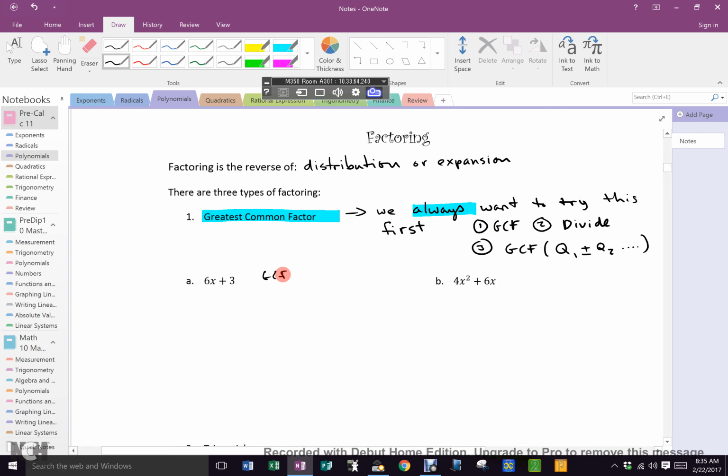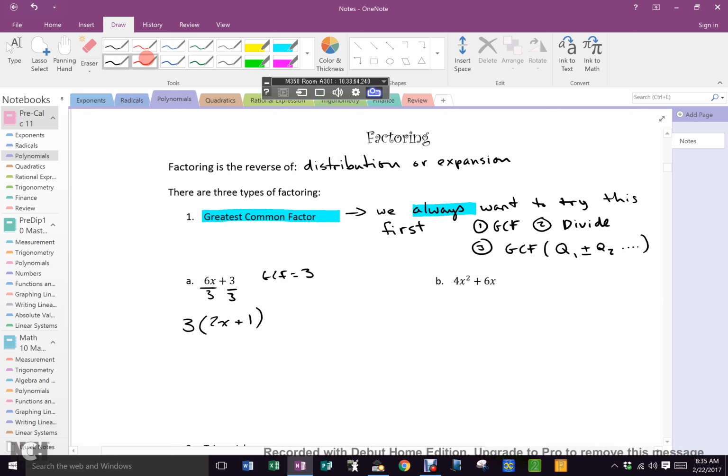So, step 1, I've chosen my GCF. My GCF equals 3. Step 2, divide by the GCF. Divide by 3, divide by 3. Step 3, write it out. The GCF first, 3, then all my quotients. 2x plus 1, bracket, done. Everybody is good, yes? That's the easiest one.